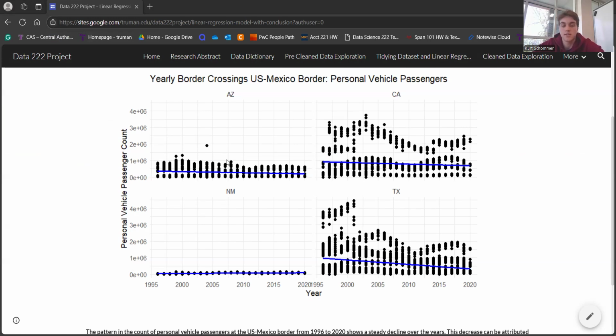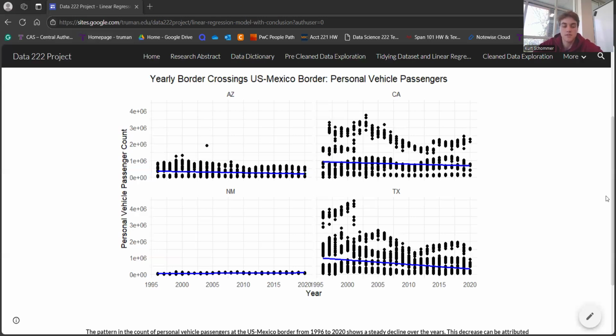Over the years, the number of personal vehicle passenger crossings at the U.S.-Mexico border has steadily declined from 1996 to 2020. This trend can be attributed to a combination of various factors, including changes in immigration patterns, stricter border policies, economic shifts, and an increasing reliance on alternative forms of transportation.